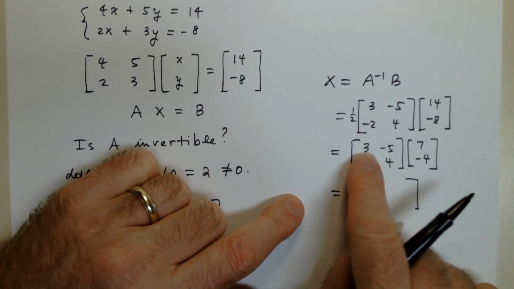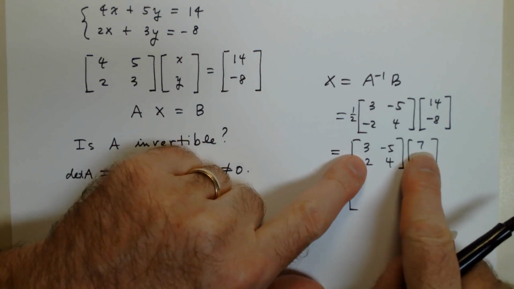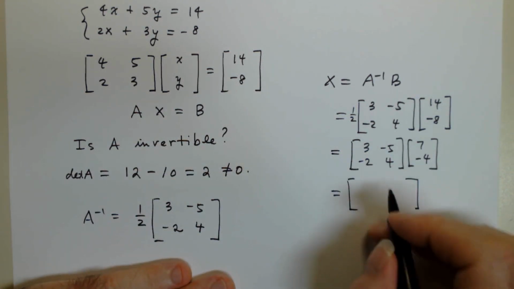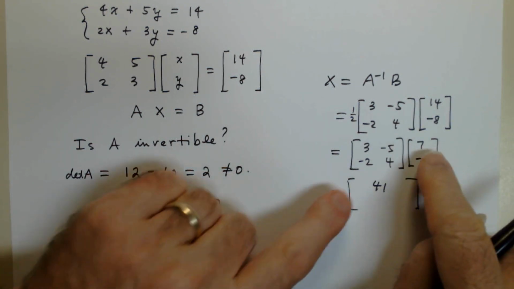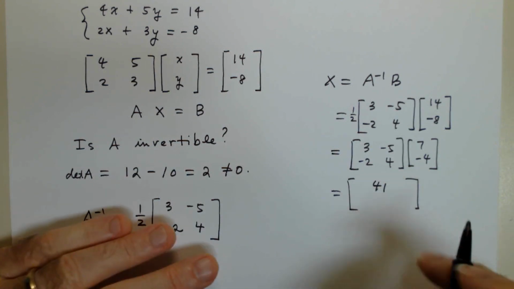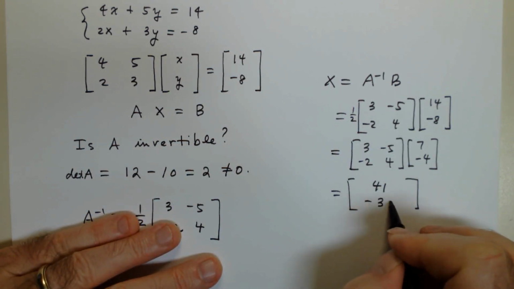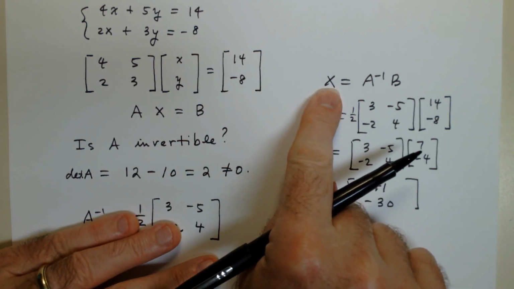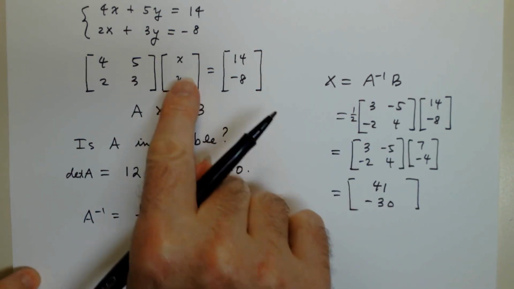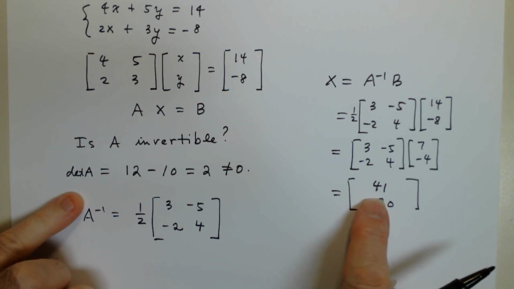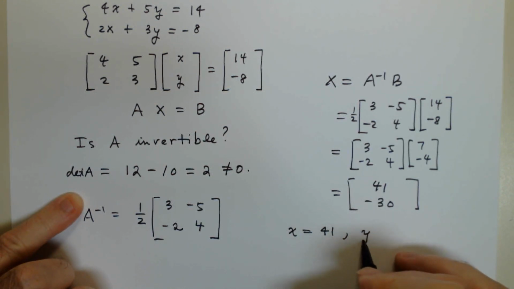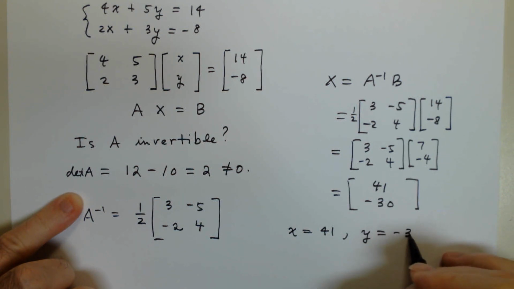Now I just have to do this matrix multiplication. I'm going to have a 21 plus a 20, which is going to give me 41. I'm going to have a -14 plus a -16. That's a -30. And that has to equal our column vector x, right? And we know the entries are x and y, so this is telling me that x is equal to 41 and y is equal to -30.